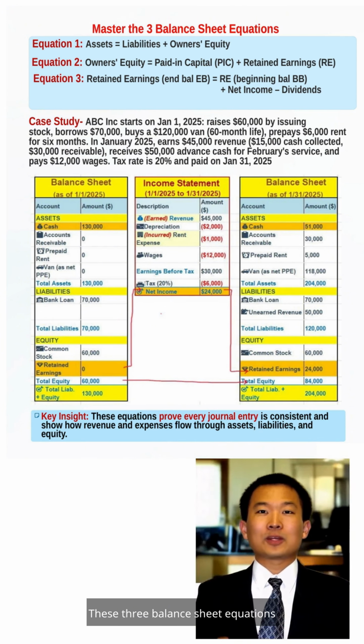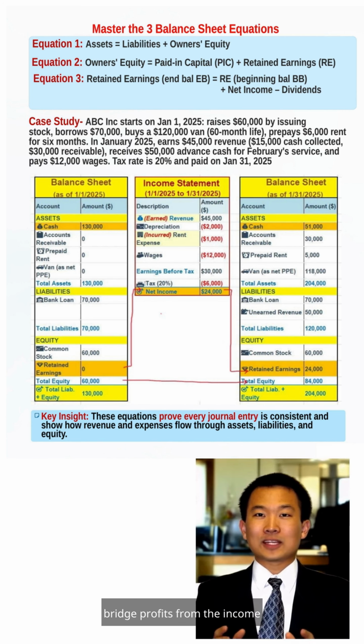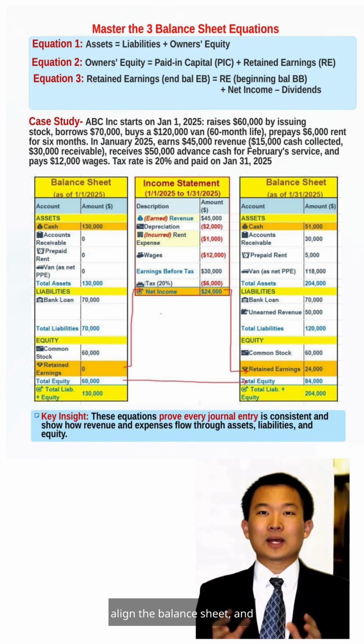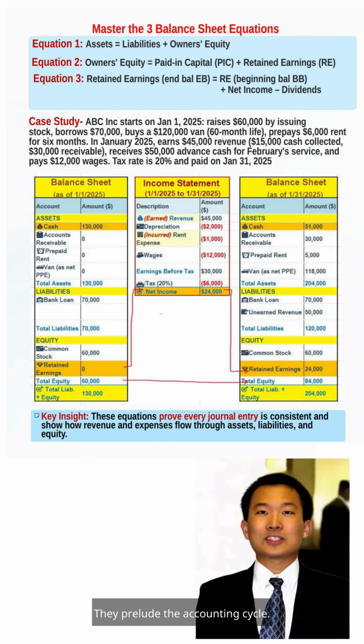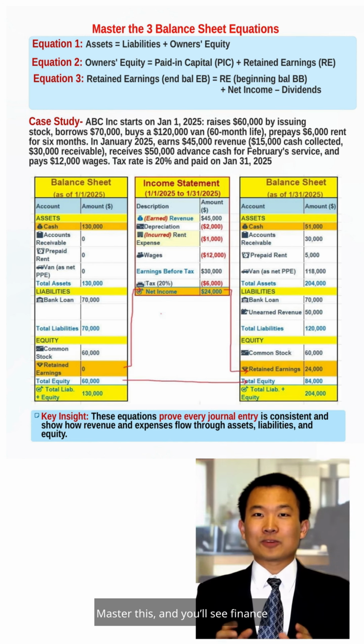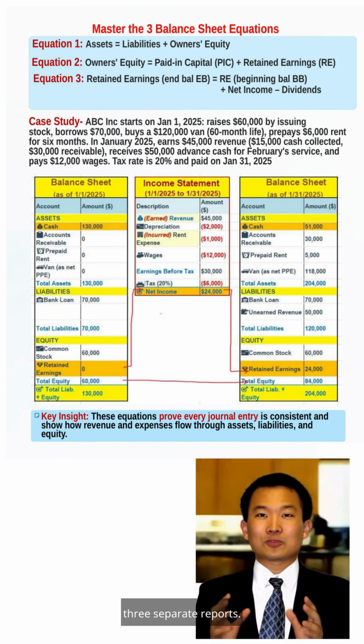Correct. These three balance sheet equations bridge profits from the income statement to retained earnings, align the balance sheet, and reflect cash flow liquidity. They are the prelude to the accounting cycle. Master this, and you'll see finance as an integrated language, not three separate reports.